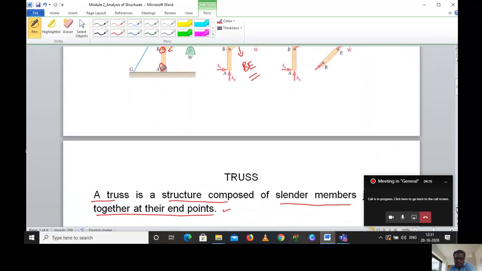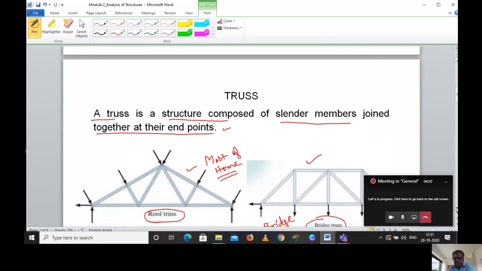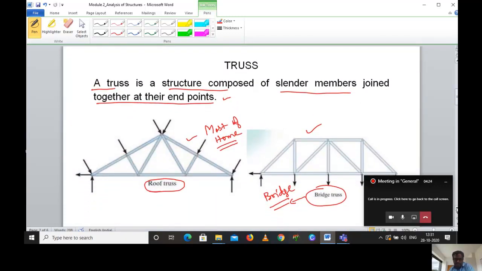After that, we are going to see what a truss is. A truss is a structure composed of slender members joined together at their endpoints. So these are the structure members, joined together at their ends. You can see that they are joined together at their ends. For example, this is member 1. It is joined here and here.